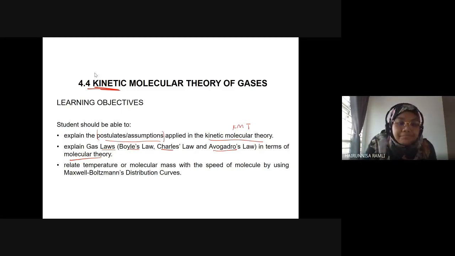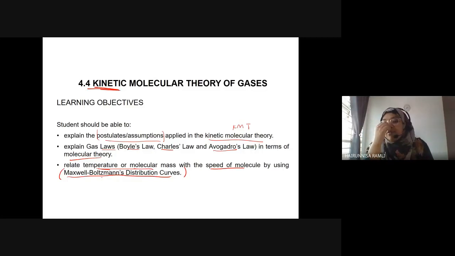And then you should also be able to relate the temperature or molecular mass with the speed of molecules by using the Maxwell-Boltzmann distribution curve. This curve, by these two persons, you should know how to explain the curve, to understand the curve, and also how to draw the curve. You have to learn this one.